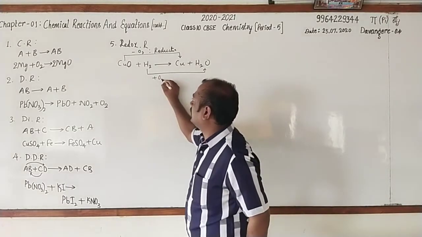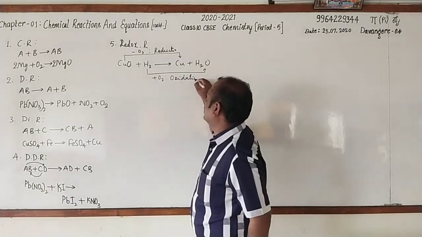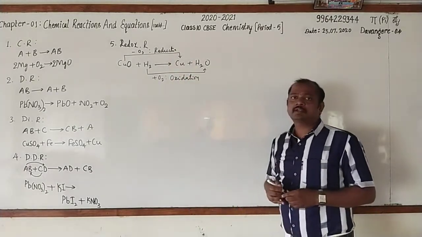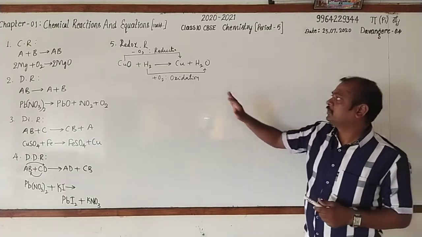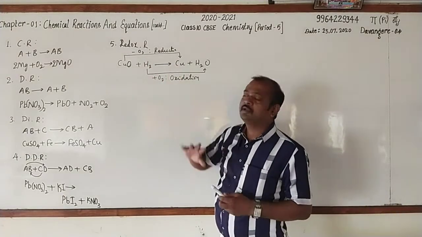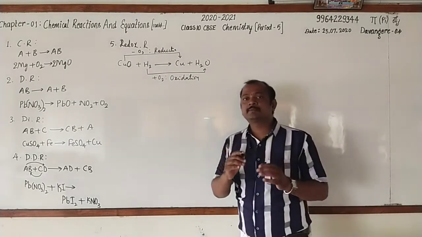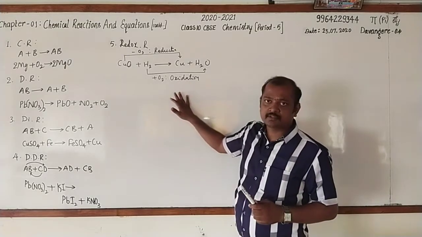So this is addition of oxygen and we call it oxidation. Observe, in this chemical reaction, both the types are present. That is why it is called a redox reaction. Clear? So this much we had discussed in the last class.